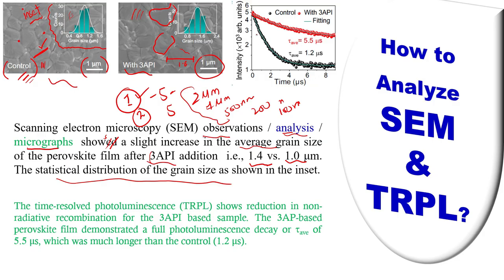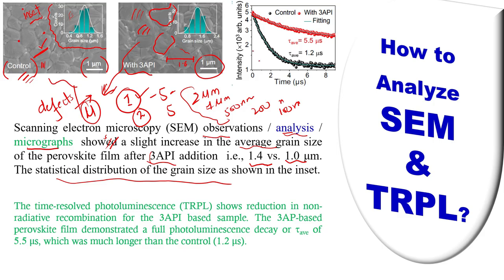Now, very interestingly, this is the time-resolved photoluminescence. We know that when we have improved morphology, when the grain size increases, the optoelectronic properties will also improve. This simply means that we will have fewer defects. In other words, we will have more crystallinity. In other words, we have more electron mobility. All these things are related here.